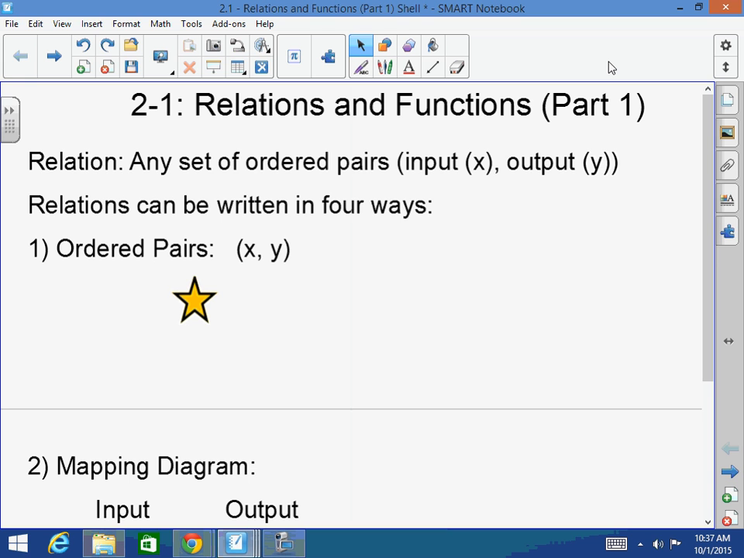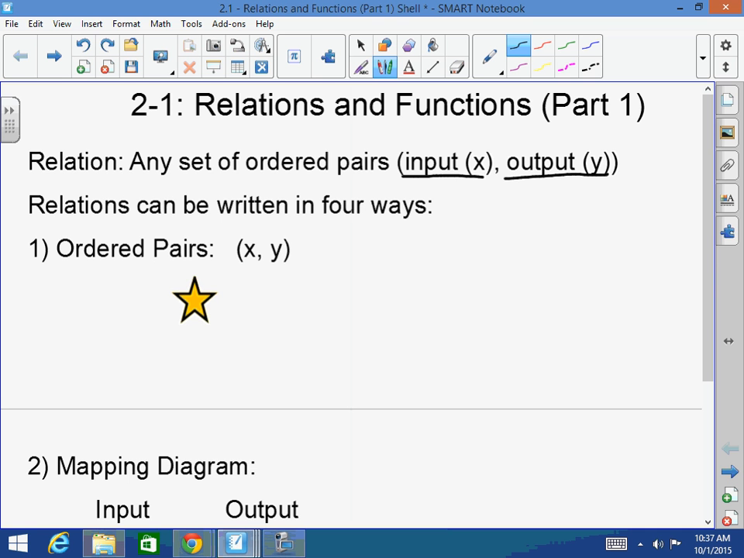The first thing we're going to talk about is a relation. And a relation is any set of ordered pairs. Please remember that an ordered pair is made up of an x, or input value, and a y, or output value. X is the input because it's independent. It could be anything it wants. Y is the output because it is the answer when an x is given.